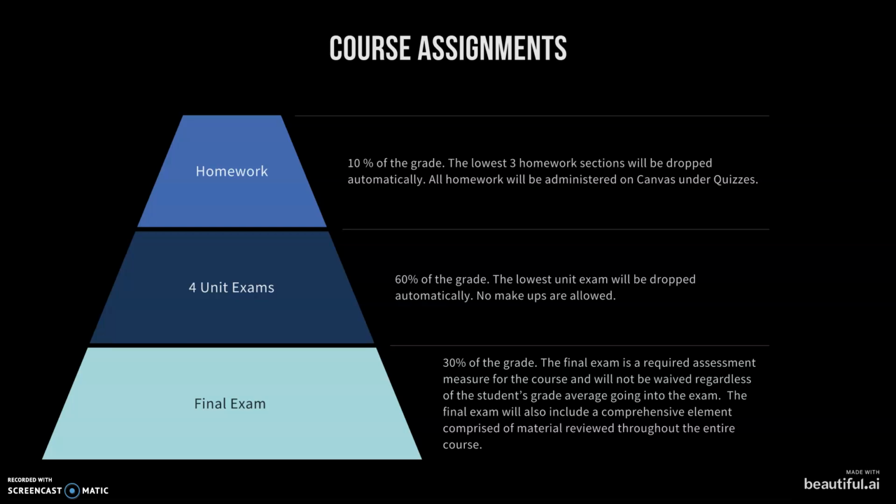Now the unit exams are going to be 60% of your grade. I drop the lowest exam grade automatically, just one of them. The homework is worth 10% of your grade. I'm going to drop 3 of the lowest homework sections as well. To find your homework, all of this is going to be on Canvas, under quizzes. So we're going to have 3 homework sections dropped, the lowest ones, and 1 unit exam dropped. So you have a little bit of wiggle room just in case you bomb one of the homework sections or one of the exams.